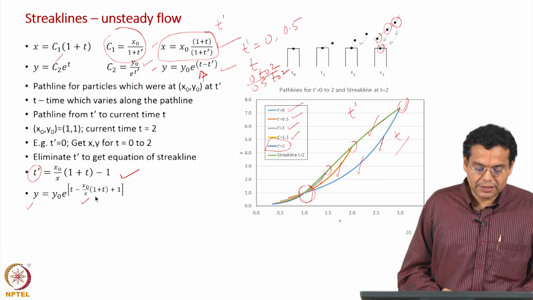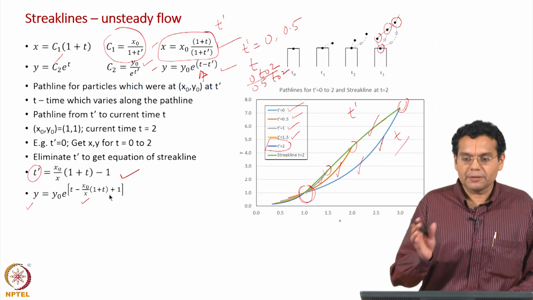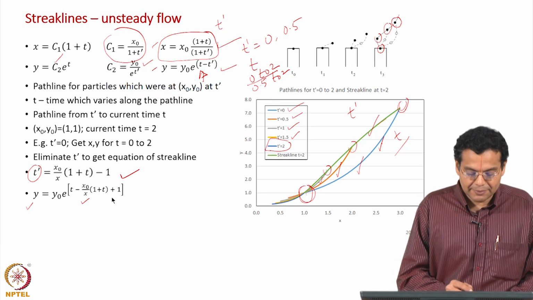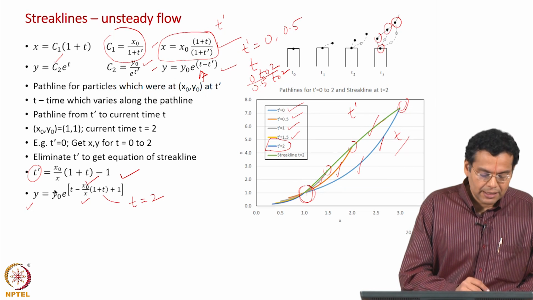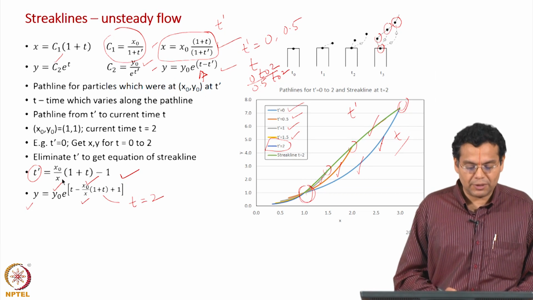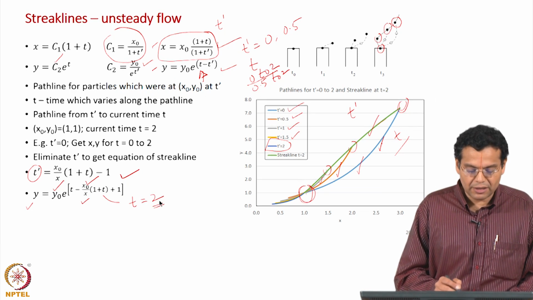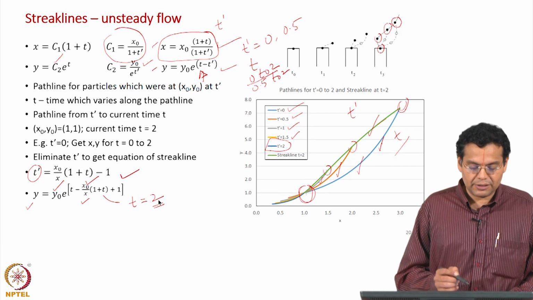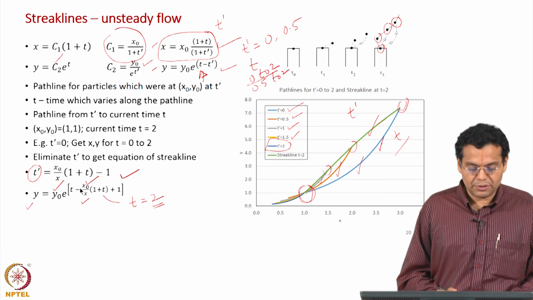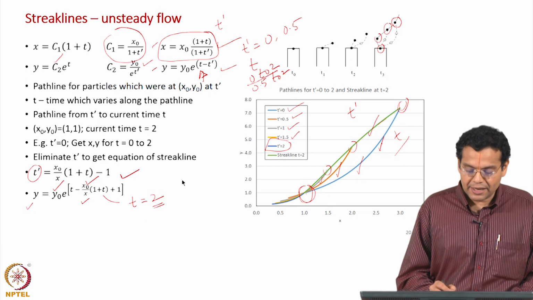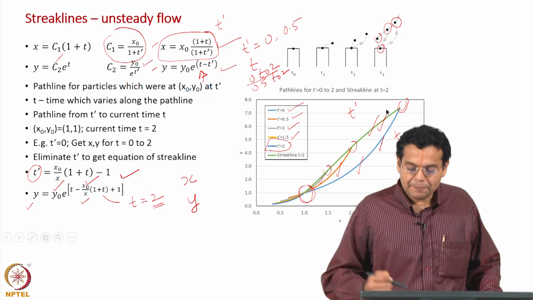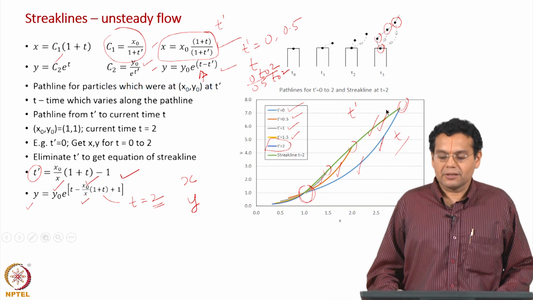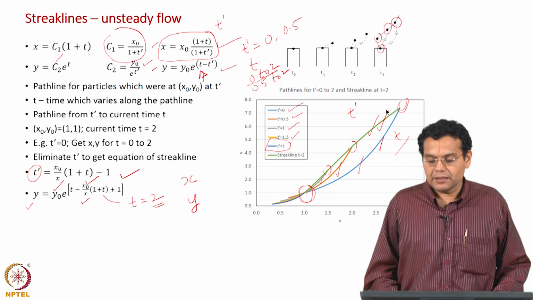How do you use this equation? Remember, we are interested in plotting the streak line at a particular time instant, in this case t equal to 2, and x naught, y naught is our point of injection, 1 comma 1. So I know the constant value t equal to 2, and x naught, y naught is known to me. Now I vary x and find out y, and then you straight away get the streak line equation, or you can straight away plot the streak line.